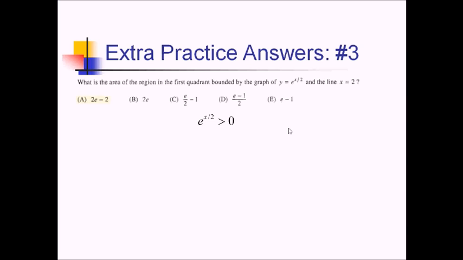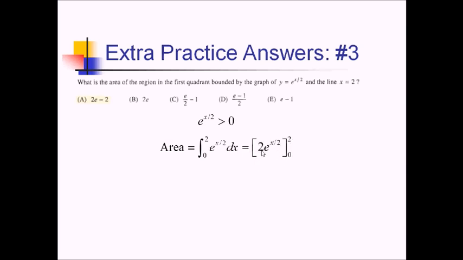So I'm going to have an integral from 0 to 2 of e to the x over 2 dx. Because this is a no calculator problem, I now have to take my antiderivative and evaluate it with the fundamental theorem. The antiderivative is e to the x over 2 divided by 1/2, so multiplying by the reciprocal, which is 2. That's 2e to the x over 2, evaluated from 0 to 2.